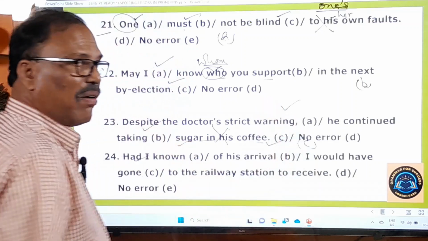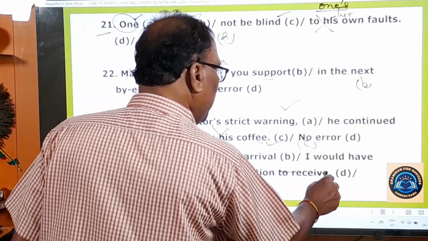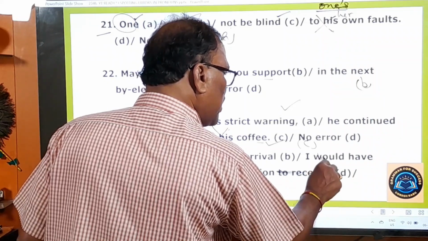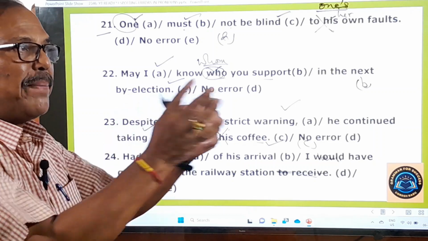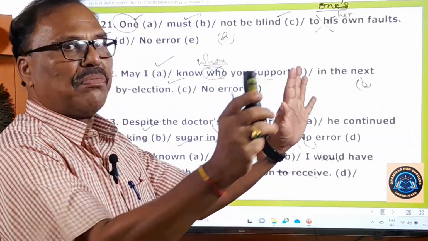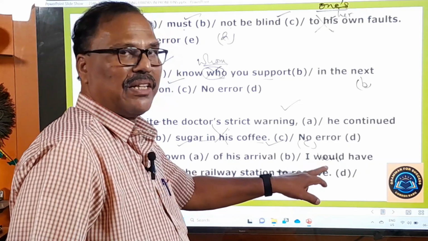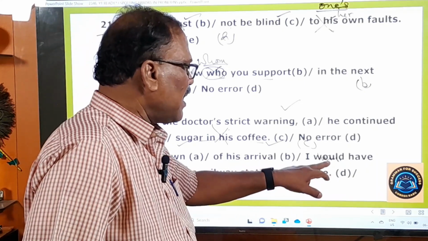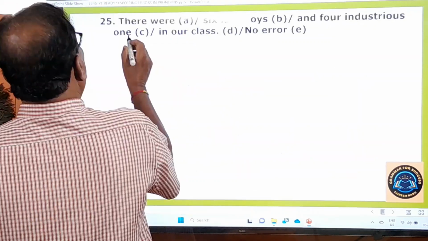Here is a mistake. Why? To the railway station, to receive is a mistake. You should say to receive him. Why did you go to the railway station? To receive him. But you have stopped the sentence at "to receive". To receive whom? That is not mentioned here. So, since it is missing here, this is a wrong part. Okay, grammatically incorrect sentence.